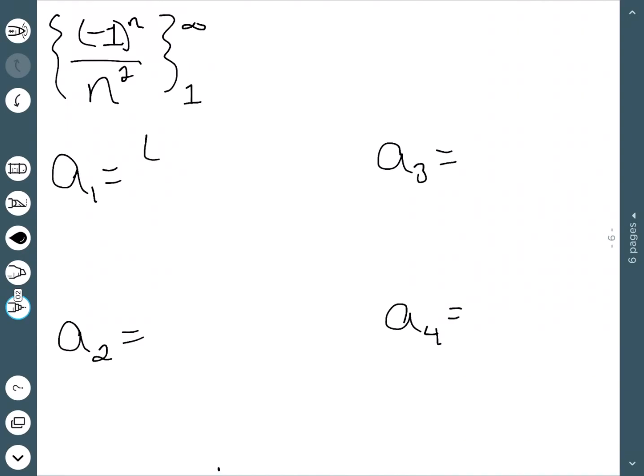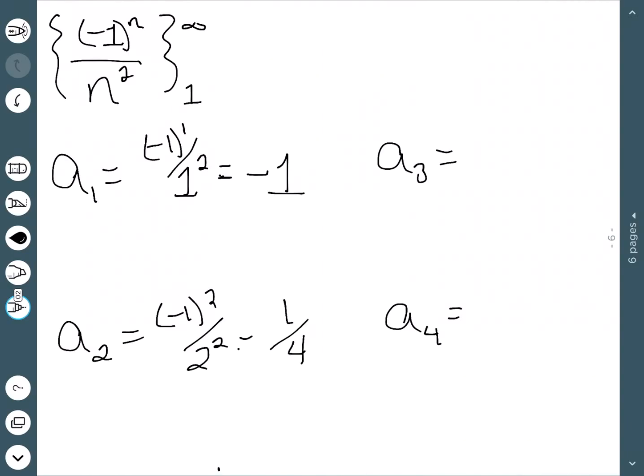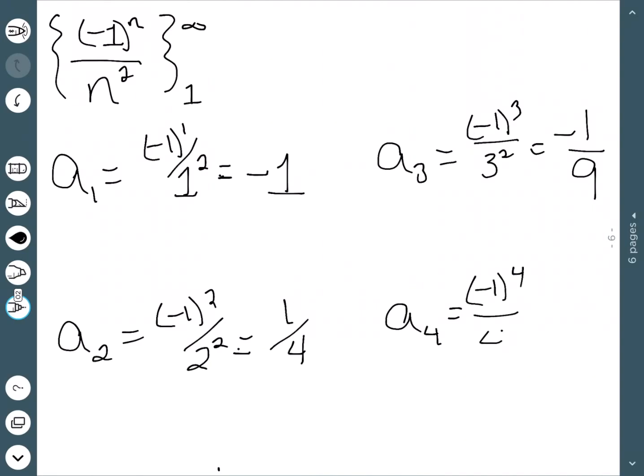For 1, I now have negative 1 to the first power over 1 squared, which is just negative 1. For 2, negative 1 squared over 2 squared, which will be 1/4. For 3, negative 1 cubed over 3 squared is going to be negative 1 over 9. And then for 4, negative 1 to the 4th over 4 squared, which is 1 over 16.